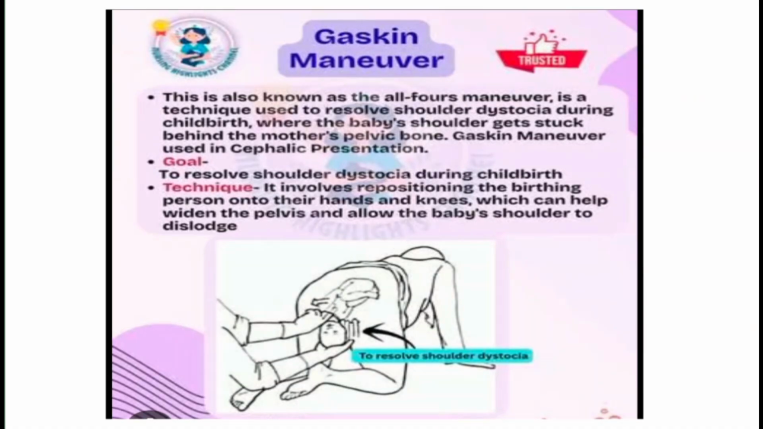So another maneuver of note is the Gaskin maneuver, which is also known as the all fours maneuver. The all fours maneuver is simply repositioning the mother to allow widening of the pelvis. In this situation, we allow the mother to have her knees on the ground and her hands on the ground, so that we widen the pelvis and allow the baby's shoulders to dislodge.